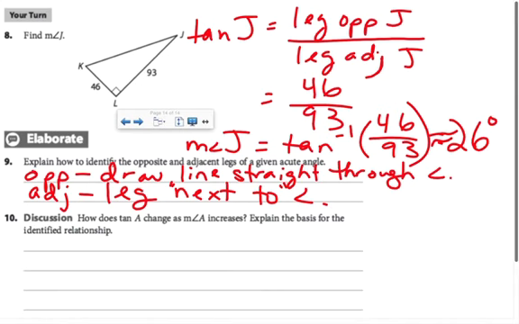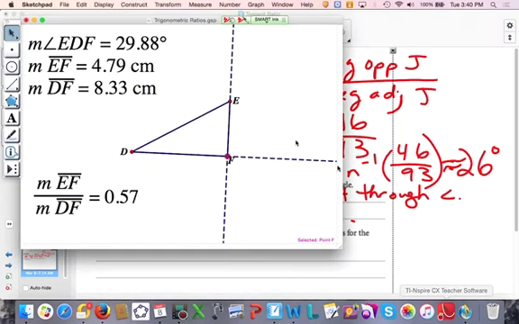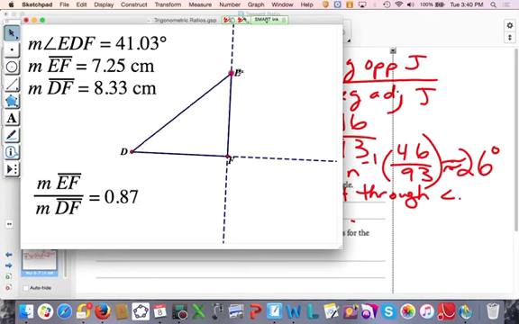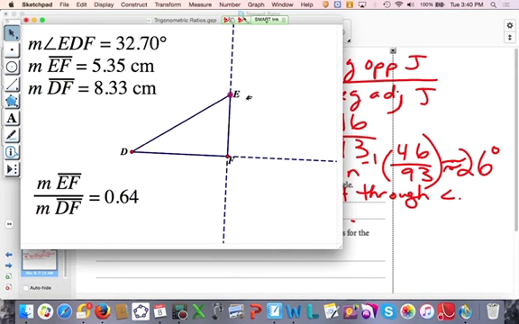How does tangent A change as the measure of angle A increases? Well, I've still got that sketch. Let's take a look. As angle A, or in this case angle D, gets bigger and bigger, what's happening to my ratio? It's getting bigger and bigger. And if I wanted to, I could make it go up and up forever and ever, and it would get really, really big.